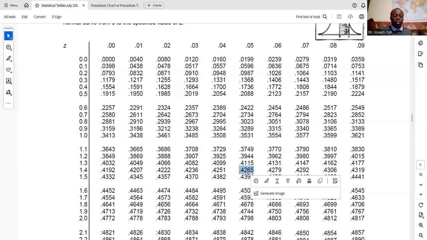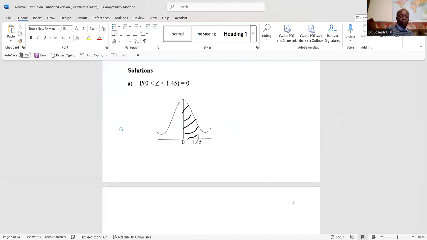0.4265. You can put right there. 0.4265 is the answer we have. So depending on the shape of your bell curve, what you drew, and the area of the bell curve that you shaded, that will decide if your answer is correct or not.